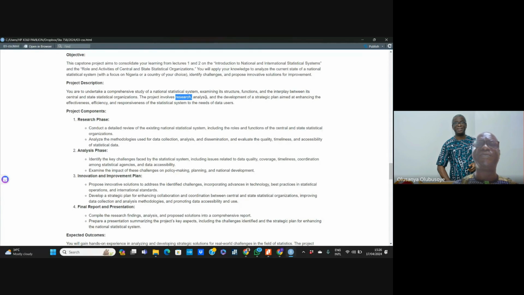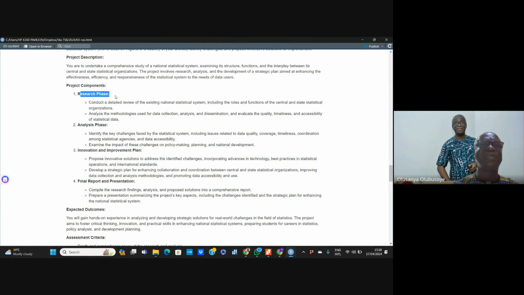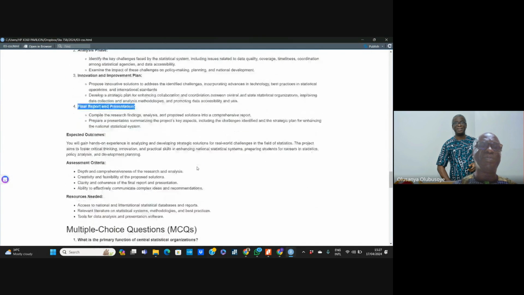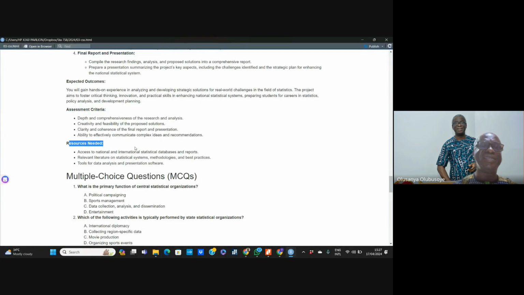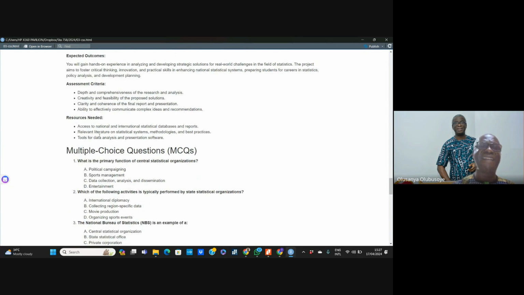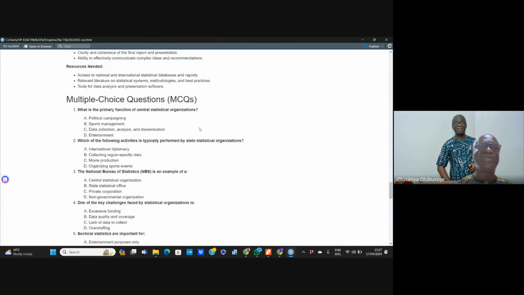So it's a bit of research. You have to dig into the internet for a lot of things. The project components include the research phase, getting relevant documents; the analysis phase, where you now analyze that; the third part is the innovation and improvement plan; and then the final report presentation. So this is the expected outcome, and this is your assessment criteria. These are the resources needed that you can leverage on. Then I have multiple choice questions for you.